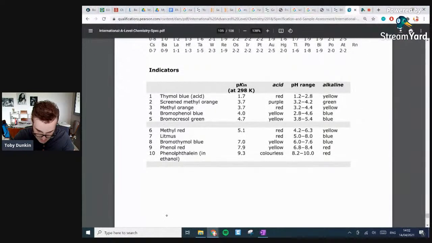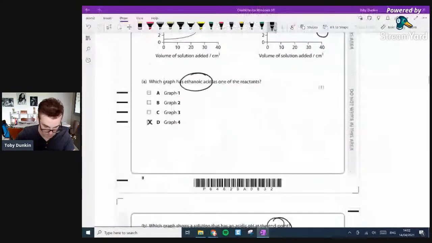Bromophenol blue is just about inside it, but the problem is that won't work because it's going to go early. So I don't want that one. 4.2 to 6.3, not great. Litmus would be usable because it's going to change at 5, and that's inside the vertical region. 6 is pushing a boundary. 6.8. I'm going to go for litmus.